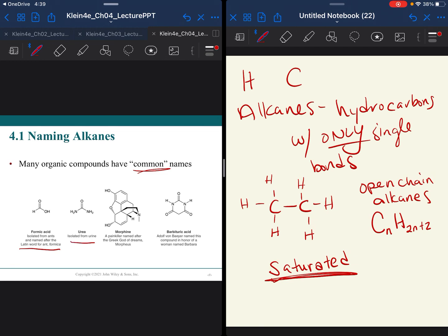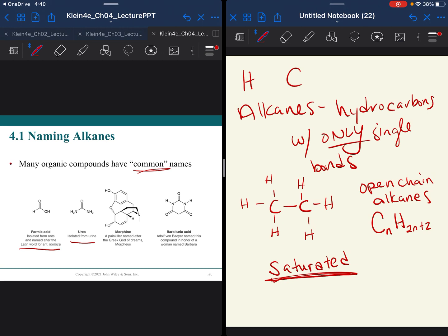Urea is named because this is a compound that was isolated from urine, right? So a lot of times the name does give you information about the compound, but it's about where it's from, not its structure. It's not even always going to make that much sense. Morphine is named after the Greek god of dreams, Morpheus. So still a connection, but again, nothing to do with the structure. And then you get to barbituric acid. Bayer named this one after a woman named Barbara, right? It has nothing to do with the structure, where it's found, what it does. It's just random. Some nice woman named Barbara.